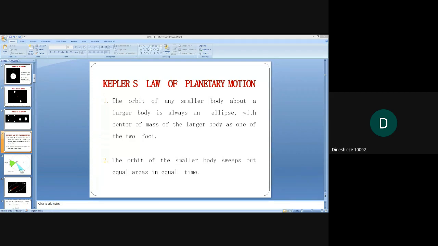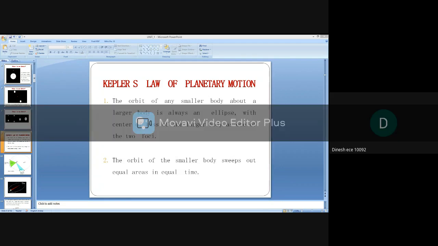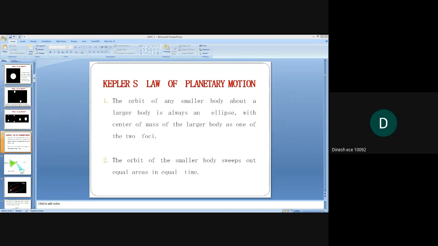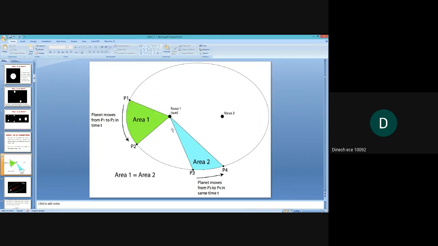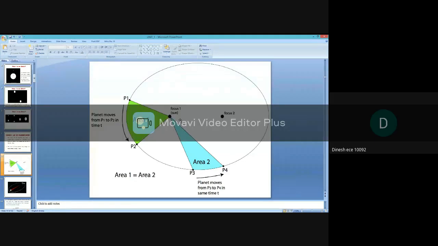The second Kepler's law states that the orbit of a smaller body sweeps out equal areas in equal time. So we'll see how this works. There are two focus points. Focus one is considered as the sun. Focus two is the point, or the earth, from where we view it.